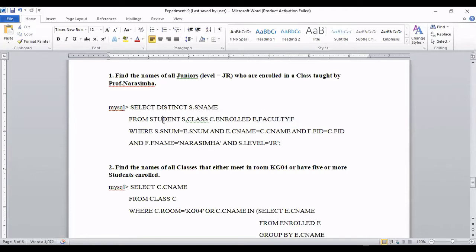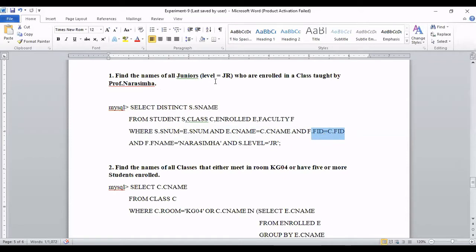We need student details. So student will be equi joined with enrolled, then enrolled will be equi joined with class, then class will be equi joined with faculty with their common attributes. It is written: s.snum equi joined with e.snum, then e.cname with c.cname, then c.fid with f.fid.